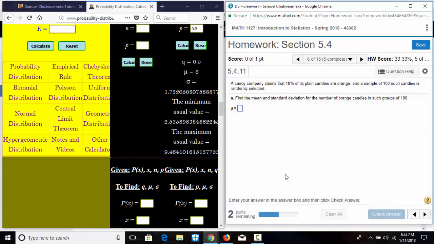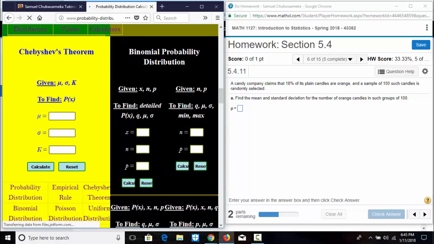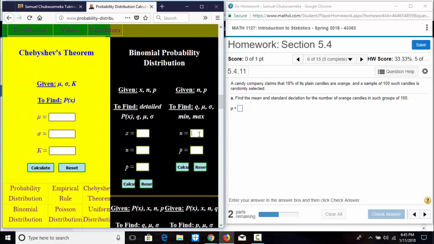Question 6. A candy company claims that 18% of its plain candies are orange, and a sample of 100 such candies is randomly selected. Find the mean and standard deviation for the number of orange candies in such groups of 100. So the sample size here is 100. The probability of success is 0.18.